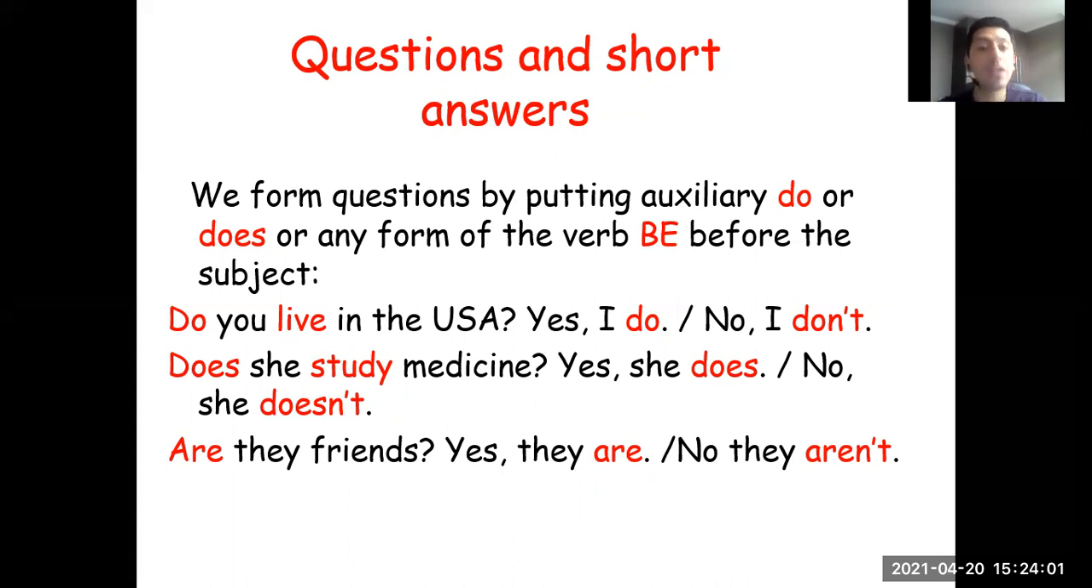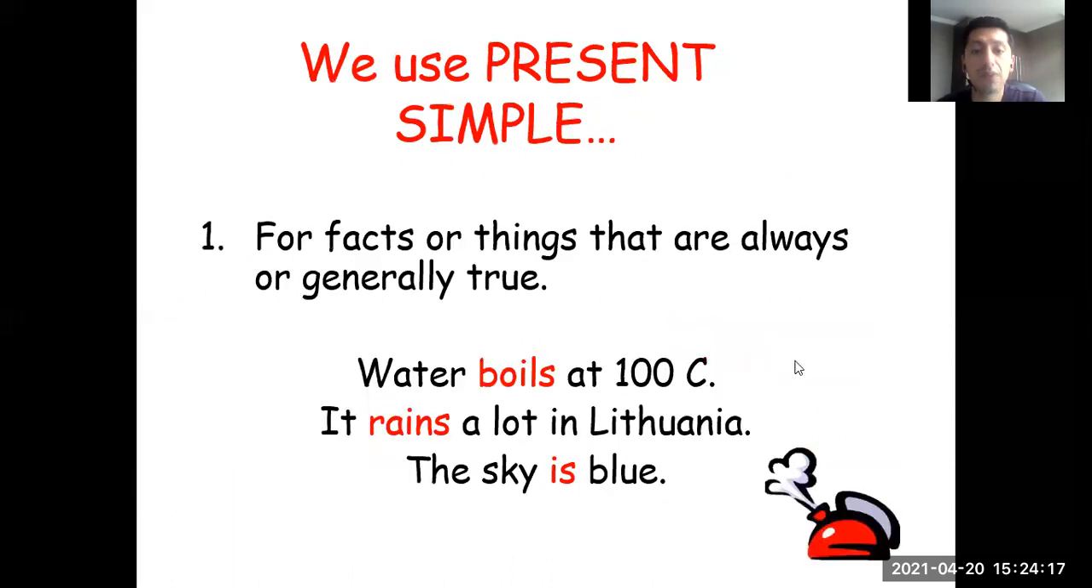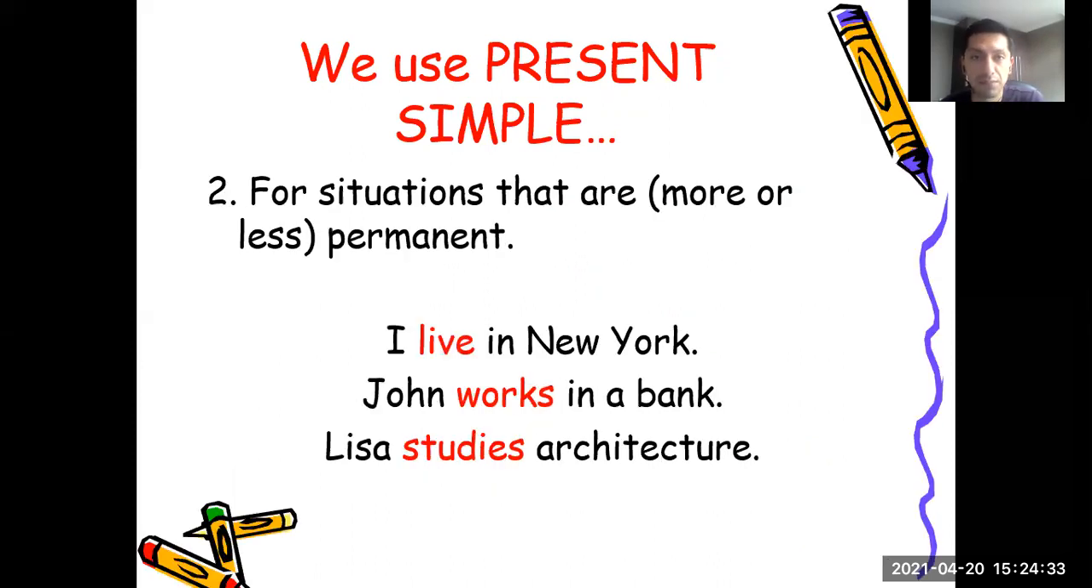Remember again, guys, in simple present, you cannot combine two verbs. You cannot combine the verb be with another verb, or in this case, as we're working with questions, you cannot use auxiliaries with the verb be. So again, we use the simple present for facts or things that are always or generally true. For example, water boils at 100 degrees centigrade. It rains a lot in Lithuania, and the sky is blue. Just one verb at a time.